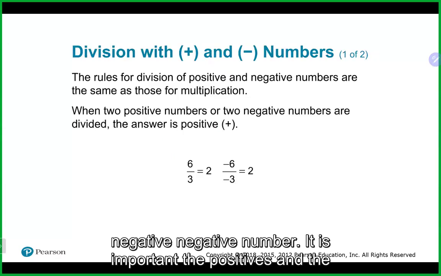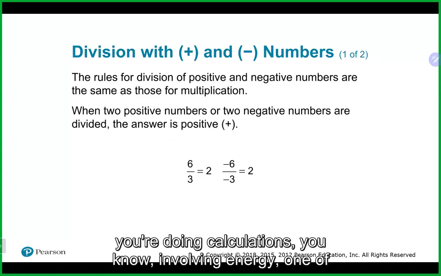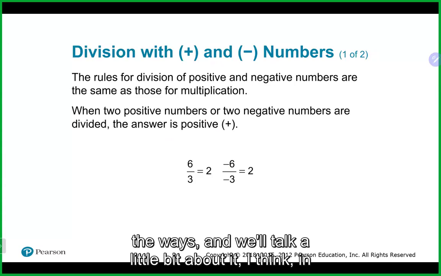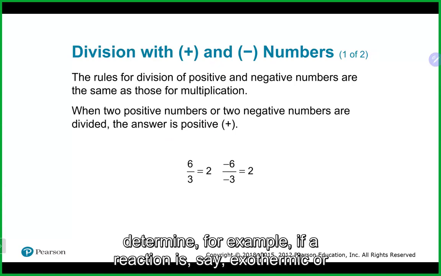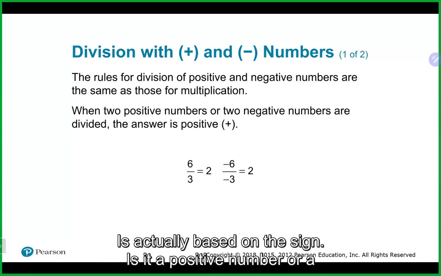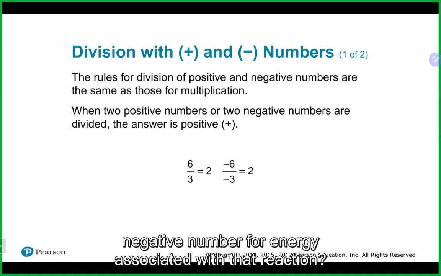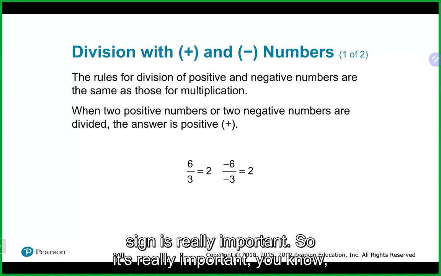It is important, the positives and the negatives in chemistry, especially, for example, when you're doing calculations involving energy. One of the ways, and we'll talk a little bit about it in that chapter as well, that we're able to determine, for example, if a reaction is exothermic or endothermic, is it going to release energy or gain energy, is actually based on the sign. Is it a positive number or a negative number for energy associated with that reaction? So the number really doesn't matter, but the sign's really important.